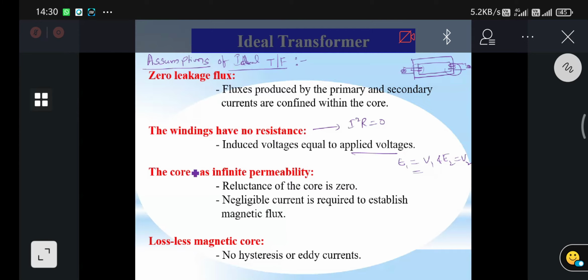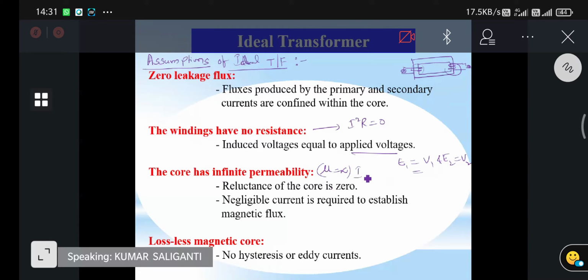The resistance of the windings is zero here. Next, the core has infinite permeability, represented by infinity. The core has infinite permeability means there is no extra driving force required to flow flux through the core. The permeability of the transformer core is infinite here.